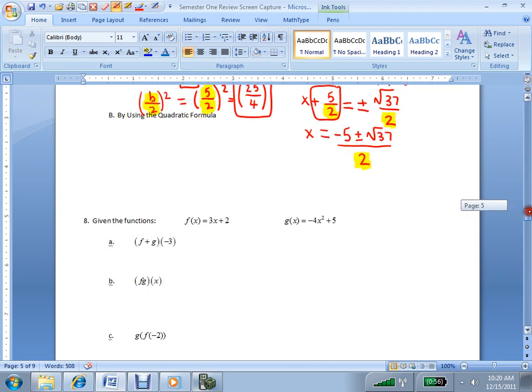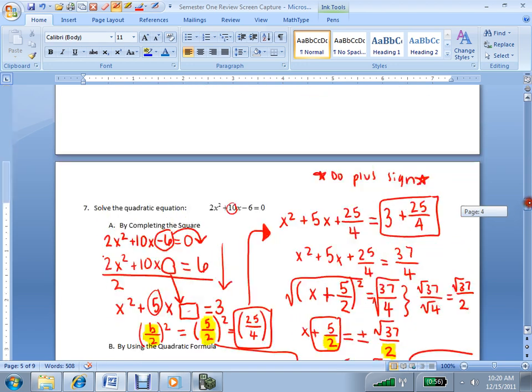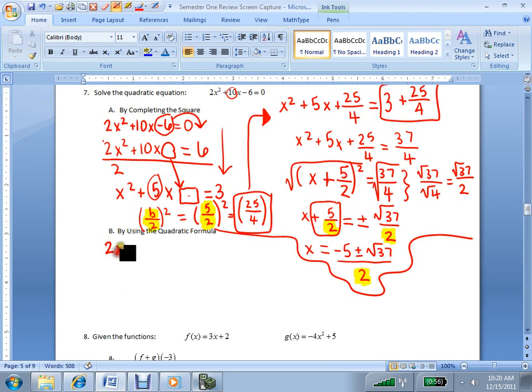So now for B, you're just going to do the quadratic formula. If we look back, let me just rewrite this. It was 2x squared plus 10x minus 6. So 2 is a, 10 is b, and -6 is c. So we're going to use the quadratic formula, which is x equals -b plus or minus the square root of b squared minus 4ac all over 2a.